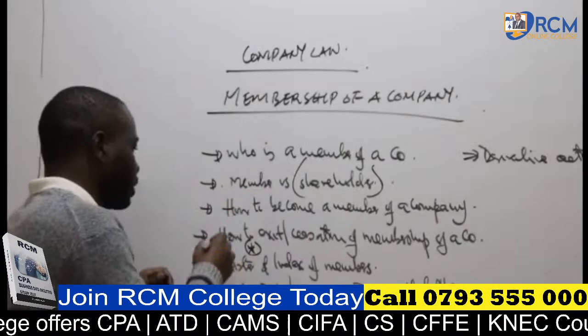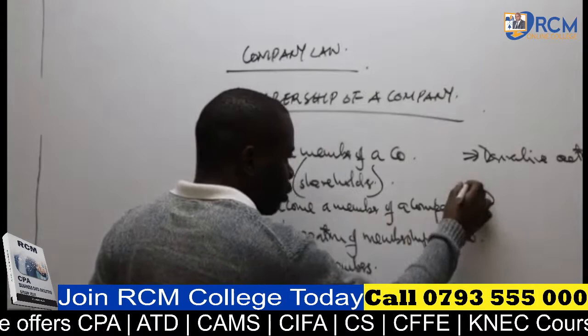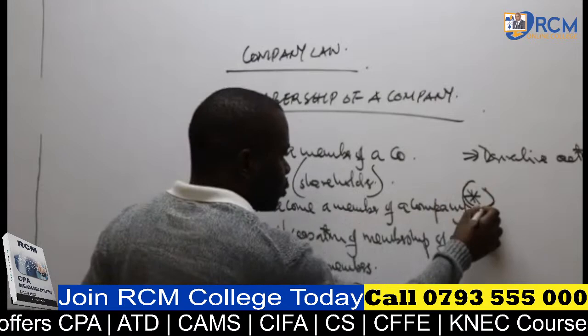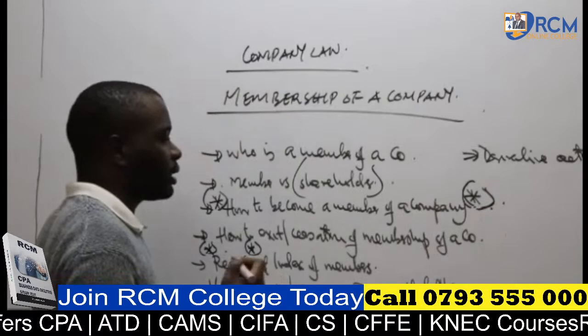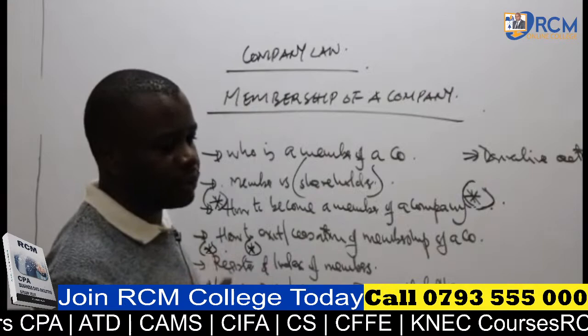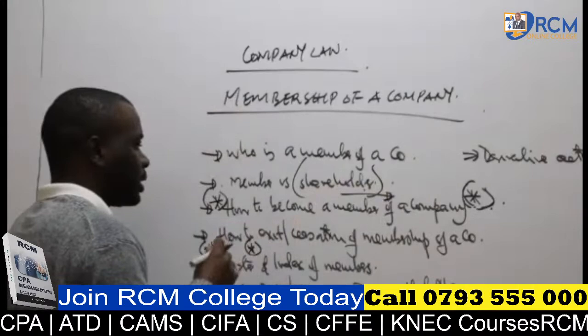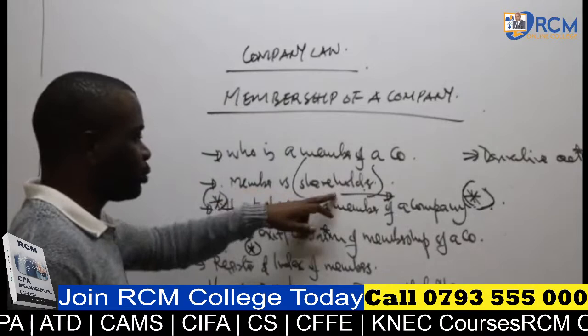So if you look here, we are saying ways of how to become a member. Number three here, what you're supposed to know, ways of how to become a member. You'll realize that most of those ways of becoming a member lead you to acquiring shares. So once you've acquired shares, you become the shareholder, then you become the member of the company. So these two terms are usually used interchangeably.